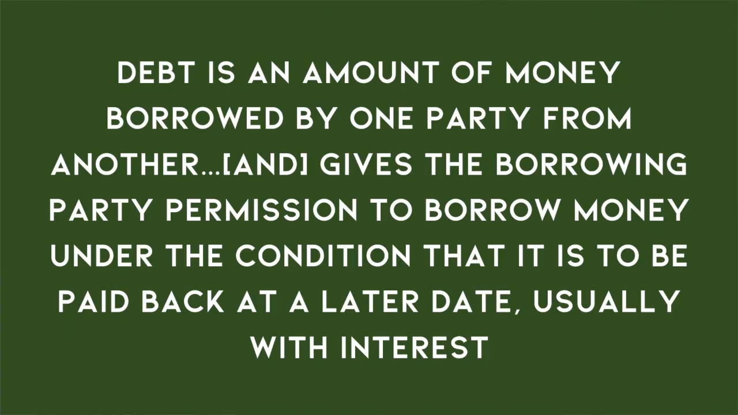So, what is debt? According to Investopedia.com, debt is an amount of money borrowed by one party from another, and it gives the borrowing party permission to borrow money under the condition that it is to be paid back at a later date, usually with interest. In other words, debt is just money that you've borrowed that when you go to pay it back, usually has interest added back with the payment. Living expenses, on the other hand, don't have interest associated with the payment. Instead, it's simply an expense that must be paid to uphold a certain standard of living.